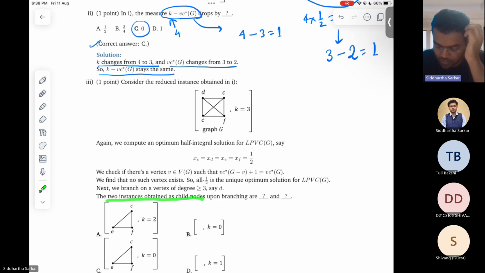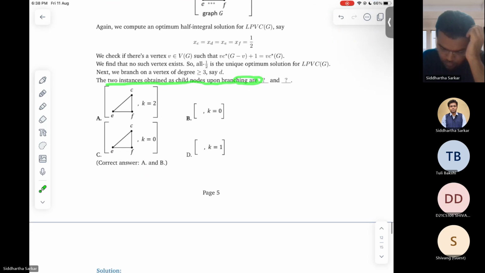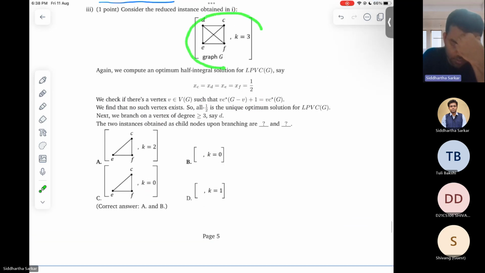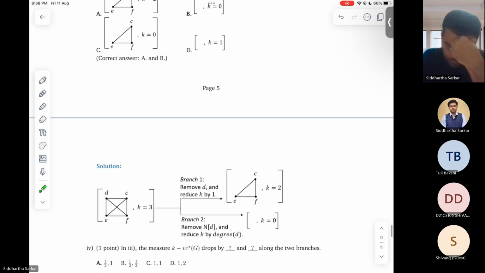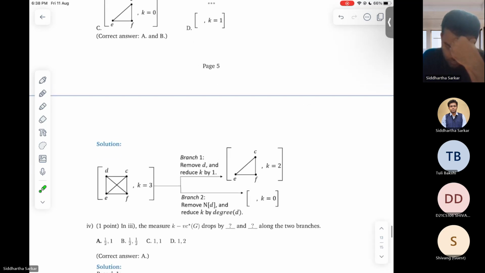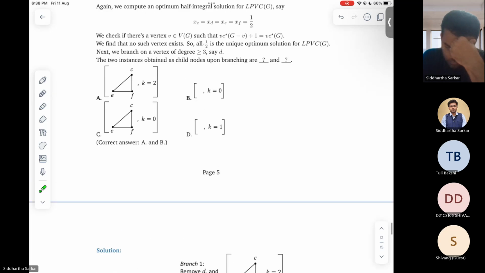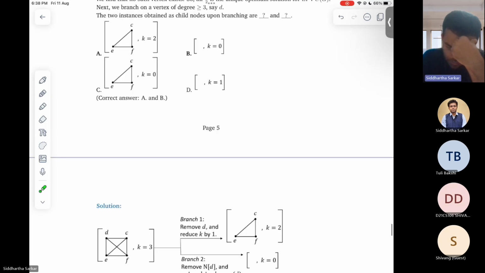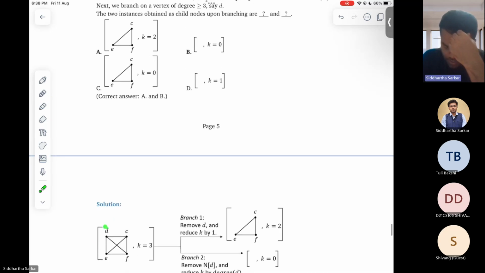The two instances obtained as child nodes upon branching are what? So after doing branching, what are the two instances for this reduced instance? That is the question. So you consider any vertex. So they're considering D, since each of the vertices has the same degree.